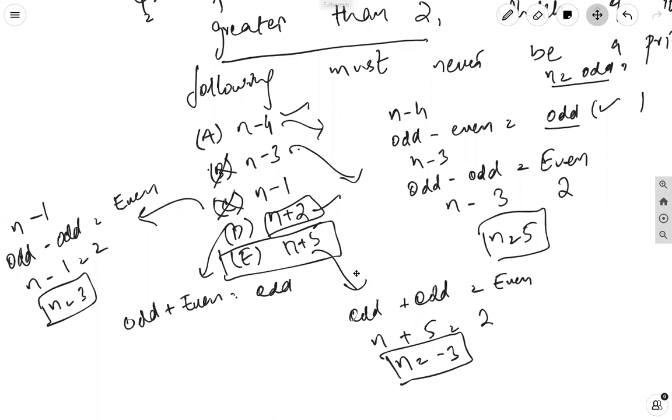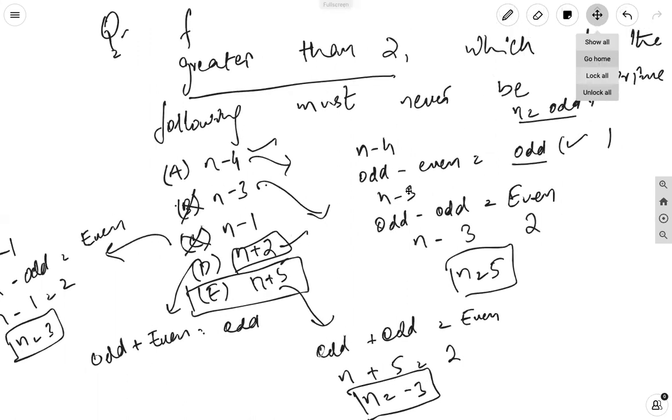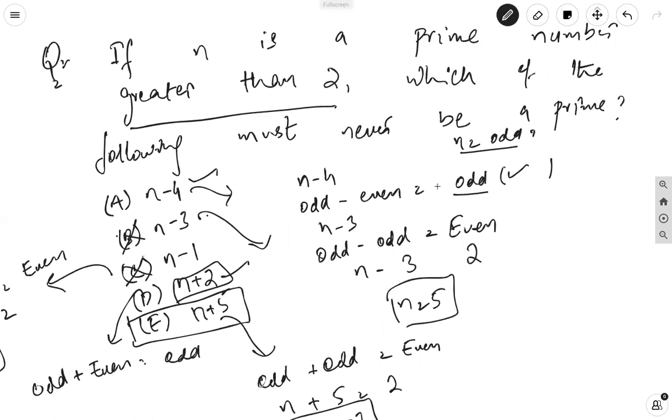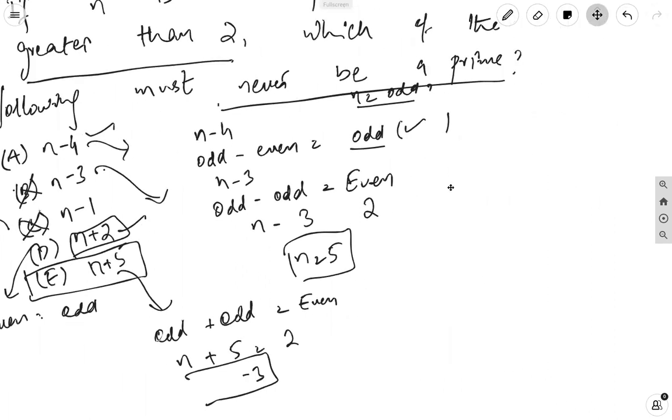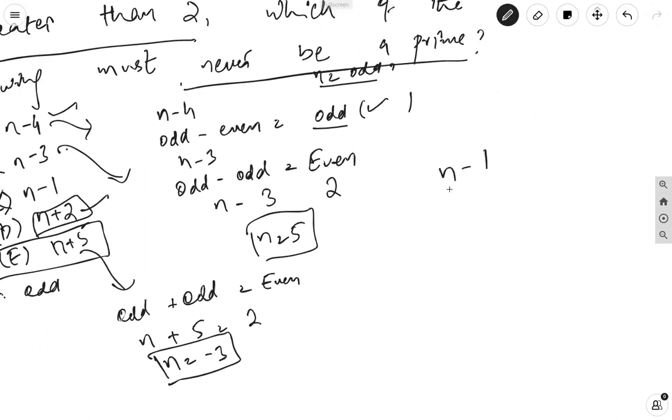So why can't we take answer C? See what the question is saying: which of the following must never be a prime? C is n minus 1. As we already know that n is greater than 2, that means that n is odd. First thing, odd minus odd always results in even.